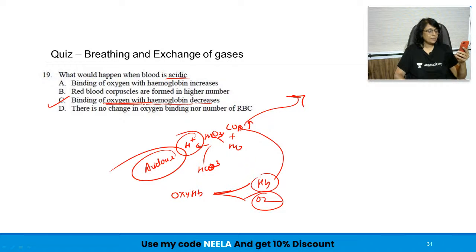Okay, Reena is writing D. There is no change in oxygen binding nor number of RBC. We have talked about acidosis. Whenever carbon dioxide concentration increases, the pH of blood decreases because of H ion concentration. And then you tend to remove that carbon dioxide. So how will you remove carbon dioxide unless and until your hemoglobin is set free? Okay? Reena, is it clear?